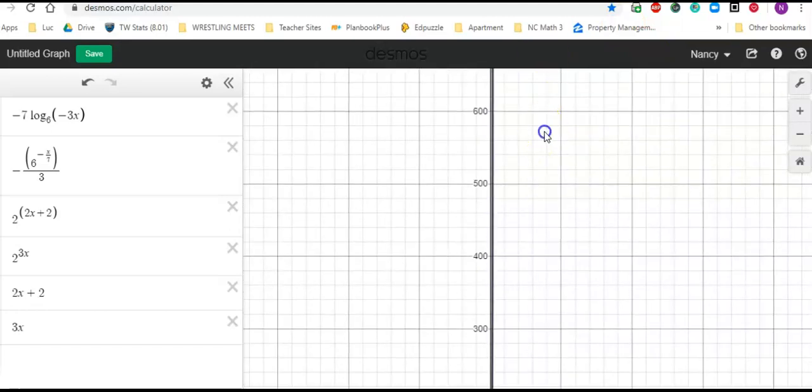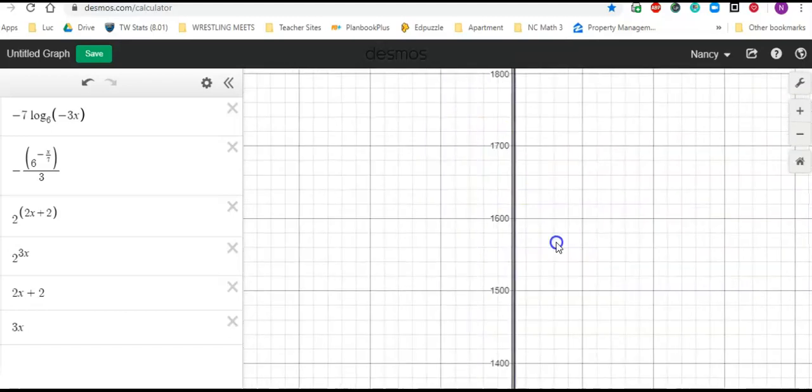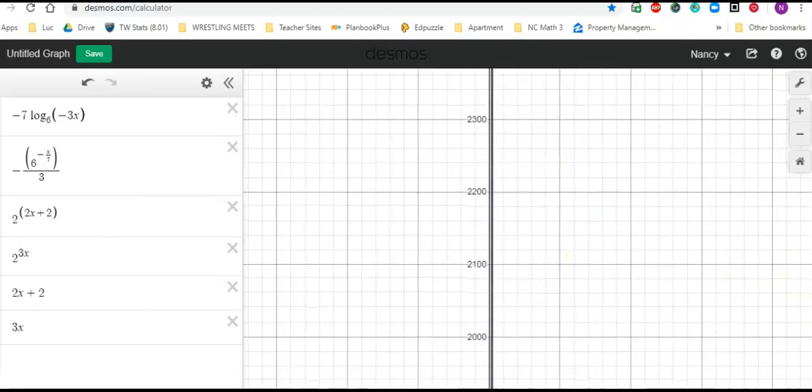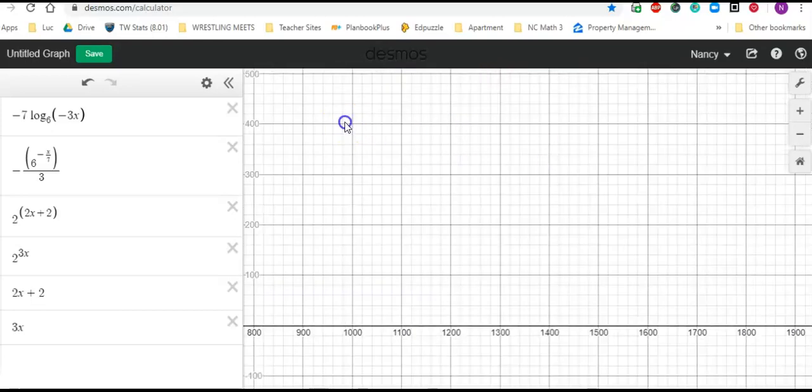It's probably way up here somewhere, but I don't know where it is, and it would be so hard to find that it's actually easier just to solve it. I will tell you this though: once you get it to just the exponents, 2x plus 2 and 3x, you can enter that and find the point of intersection for those.